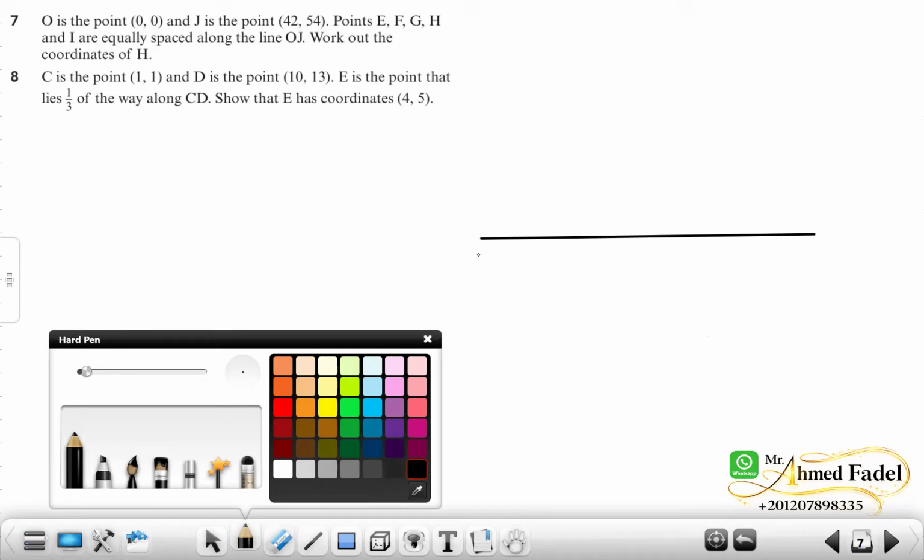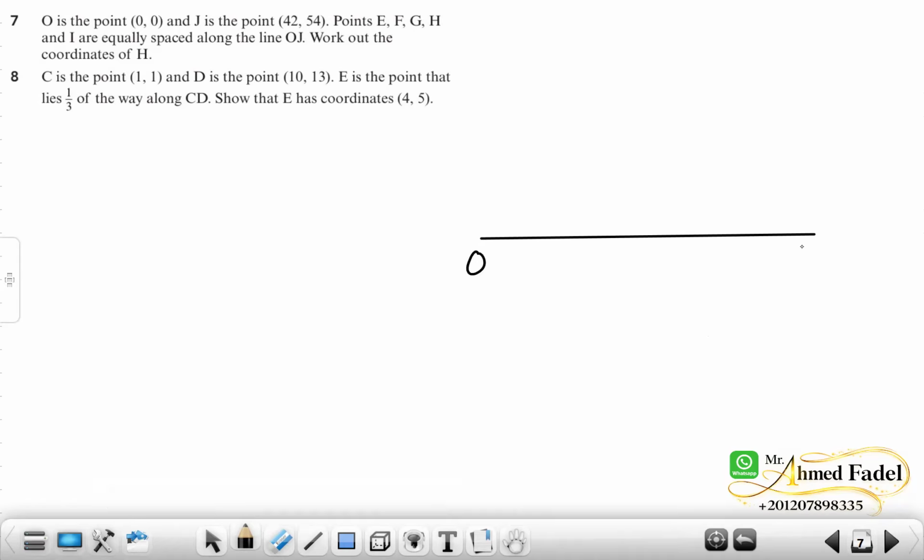And they're telling you the beginning here is O, and the end over here is J. And we've got here the points E, F, G, H, and I. So E, let's say E. We've got F. We've got G, H, and I. And then here we have the J. They're telling you that O is 0, 0, and J is 42, 54. So here, if you noticed, we have how many sections?